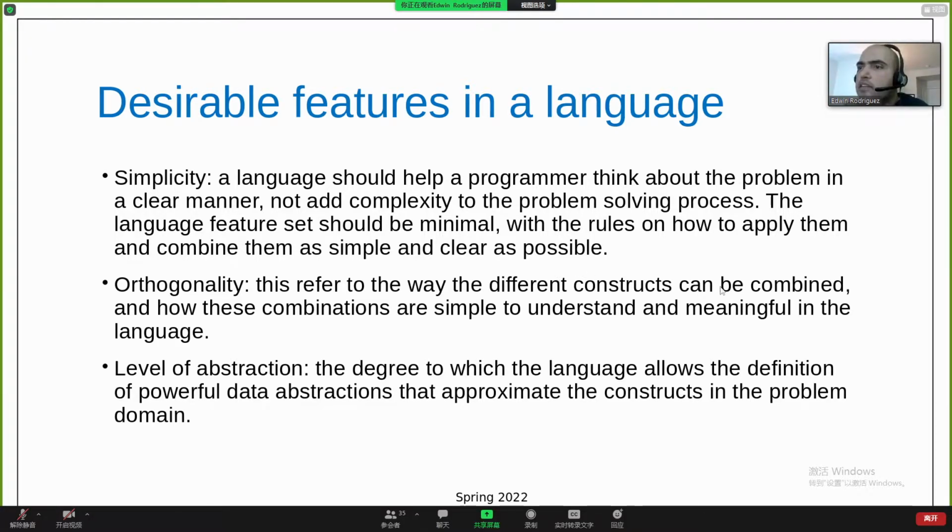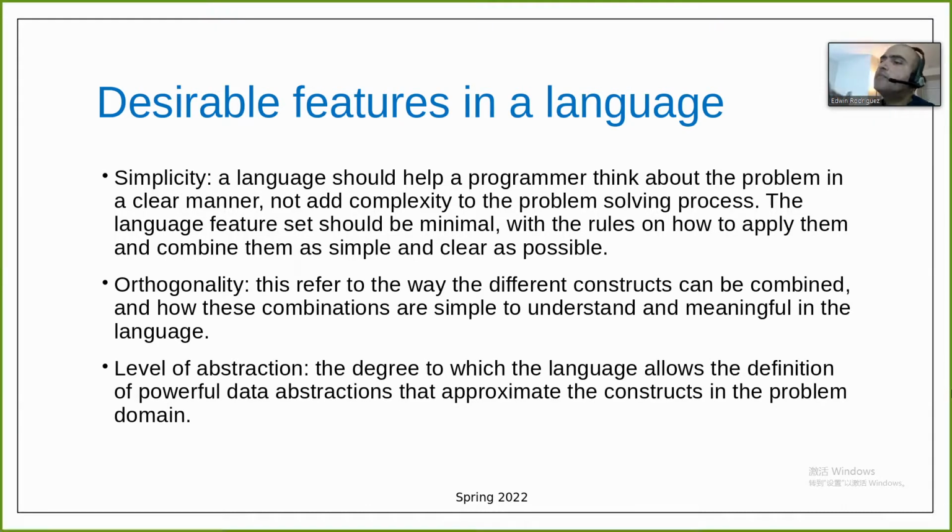Okay, the next one is level of abstraction. Level of abstraction is basically how good the language is at providing constructs or features that allow me to build complex abstractions. Let me ask you then, what is an abstraction? What does that mean? Because I can sit here and talk about data abstraction, but what does that mean?